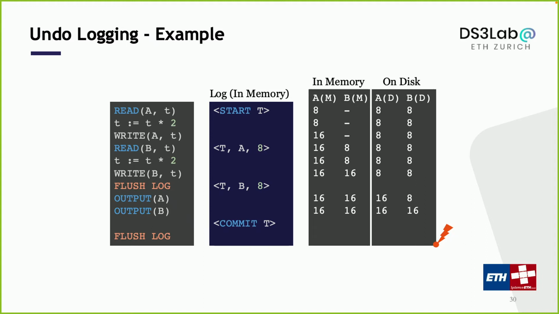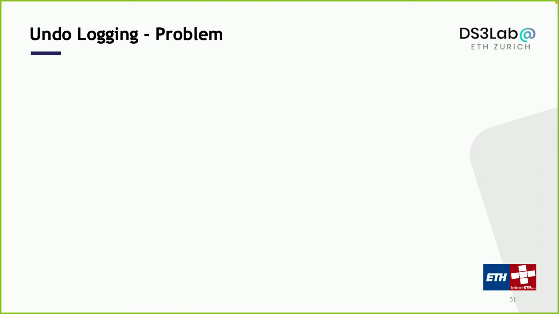Before I can change anything on my hard drive, all the information that allows me to undo those changes needs to be flushed out on my hard drive from my log file. And before I can tell a user that I committed, I need to have this commit record flushed to my hard drive. That all starts to make sense because I want to undo stuff. Any question about the protocol? No? Okay. What's the problem of undo logging?